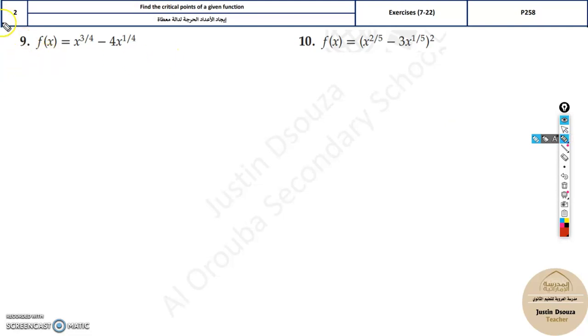A quick review on topic 2. I will solve this particular problem. Now it is to find the critical numbers. So first you need to differentiate it. The derivative f dash of x over here.